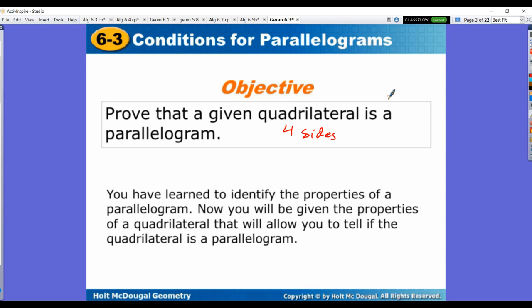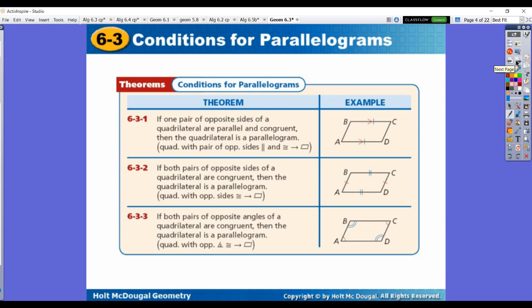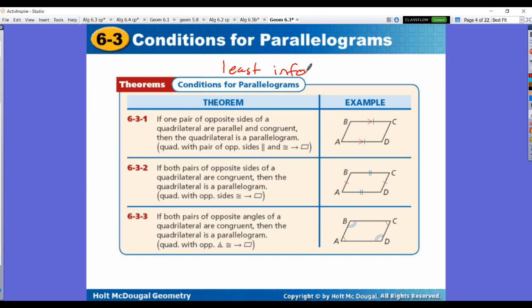All right, so in 6.2, we identified the properties of parallelograms, what actually makes those. Now what we're going to look at is some ways that we can identify if a quadrilateral does indeed fit into that category of parallelograms. And here's the way we do it. We have some theorems that help us out, and these theorems explain ways that a quadrilateral could be a parallelogram, and they give us the least amount of information needed to be able to tell if we do have a parallelogram.